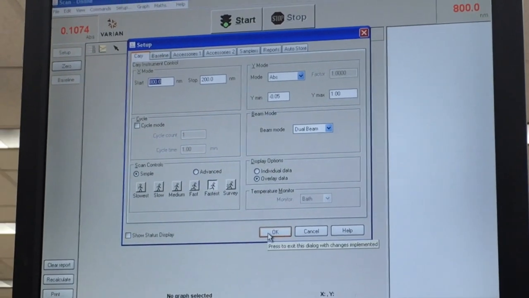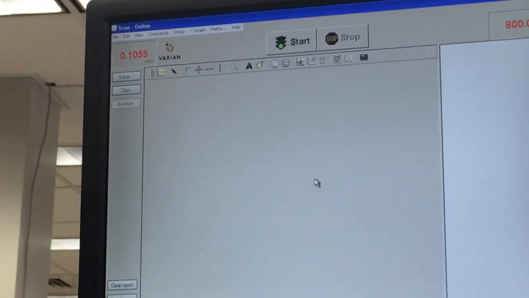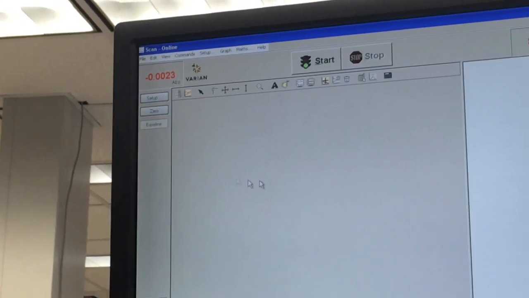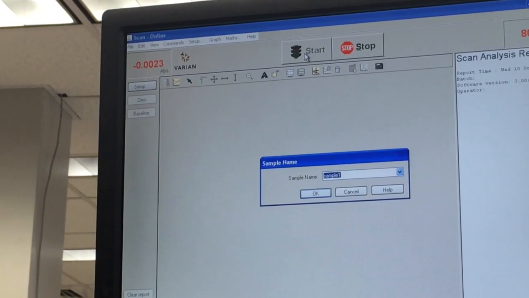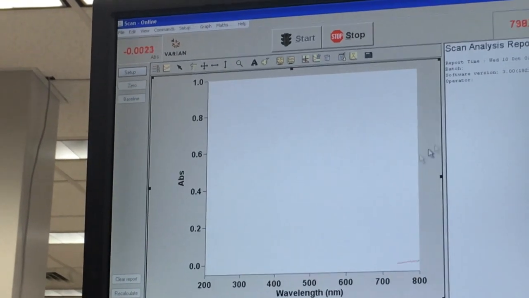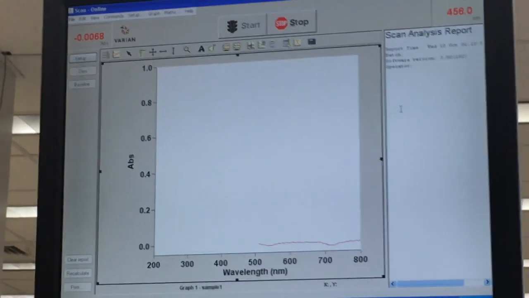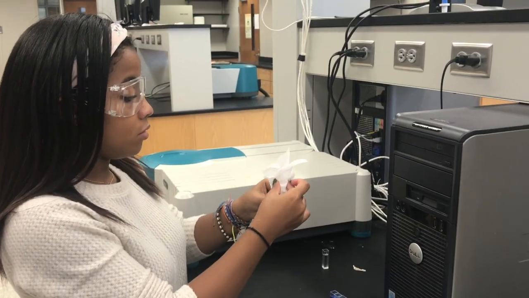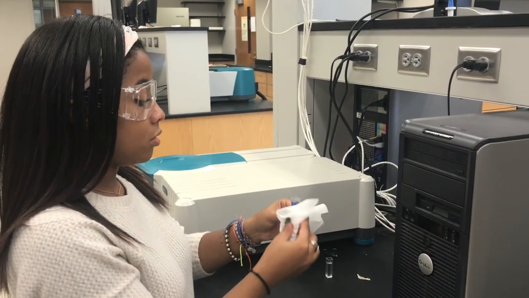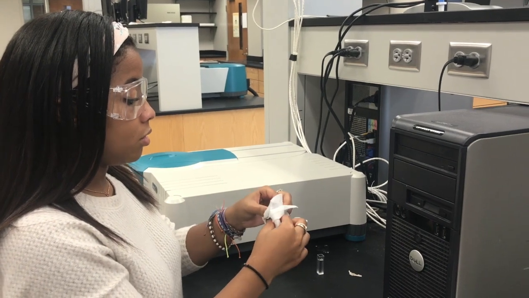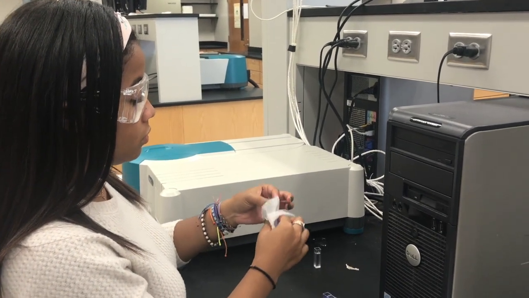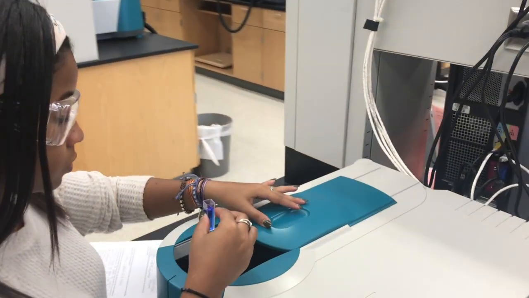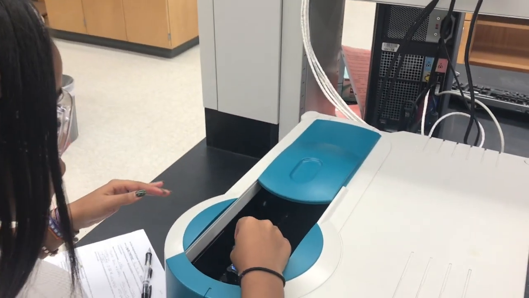Next, inside the scan program, you must zero the machine so that you can get accurate readings for the following solvents. The machine is only required to be zeroed once. After that, you may continue repeating the same method for your stock solution and your other dilutions.